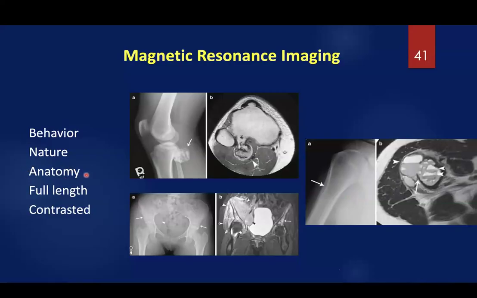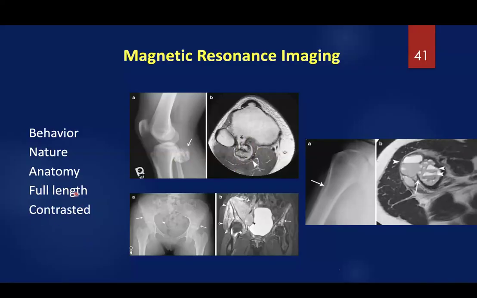Anatomy, this is another reason why we do the MRI, to look at the anatomy of the lesion. Where is the lesion located within the bone? This is a lesion located in the proximal tibia, in the posterolateral aspect of the proximal tibia. It looks like an osteochondroma because of the corticomedullary continuity and anatomy. You know where the lesion is located, proximity to the neurovascular bundle, which muscles are being invaded, which muscles are being pushed.